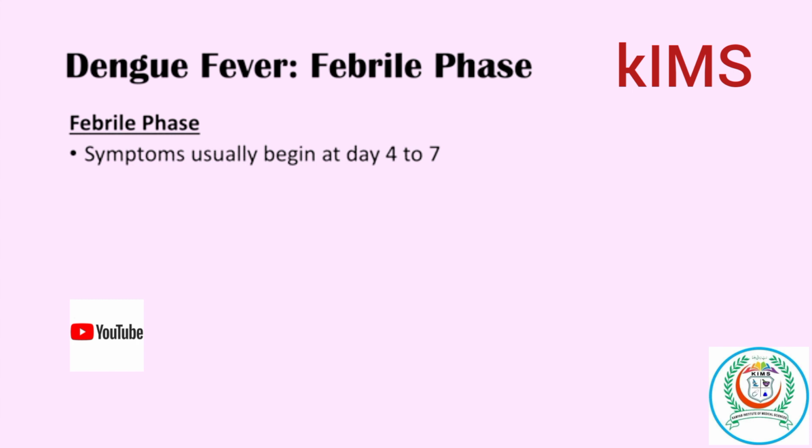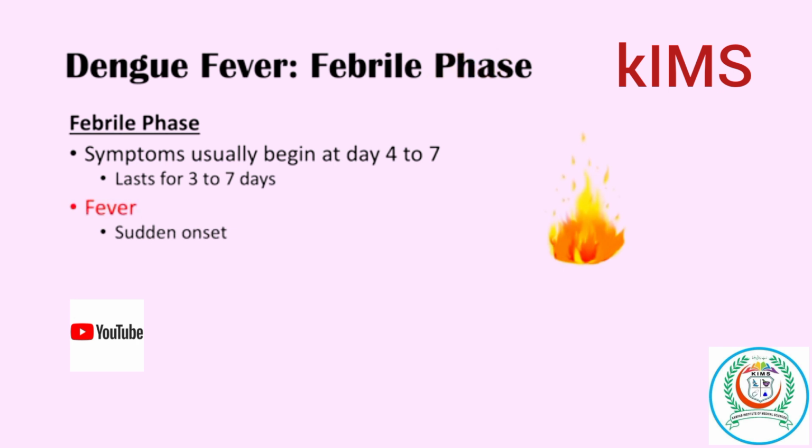And the symptoms usually begin at day 4 to day 7. And when we do begin to have symptoms, the febrile phase lasts for 3 to 7 days. And as its name suggests, it has a fever. And the fever is a fever of sudden onset. It rapidly and suddenly occurs. And it is a high-grade fever, greater than 38.5 degrees Celsius.